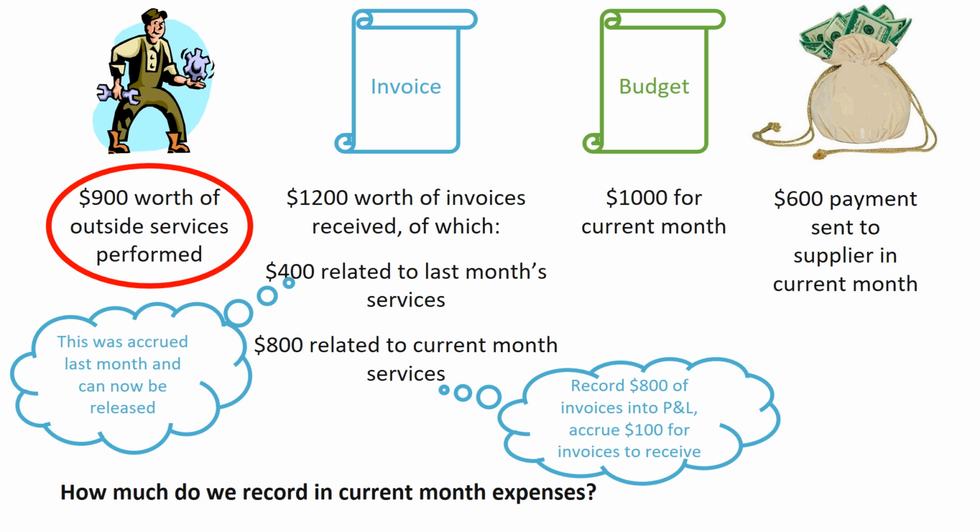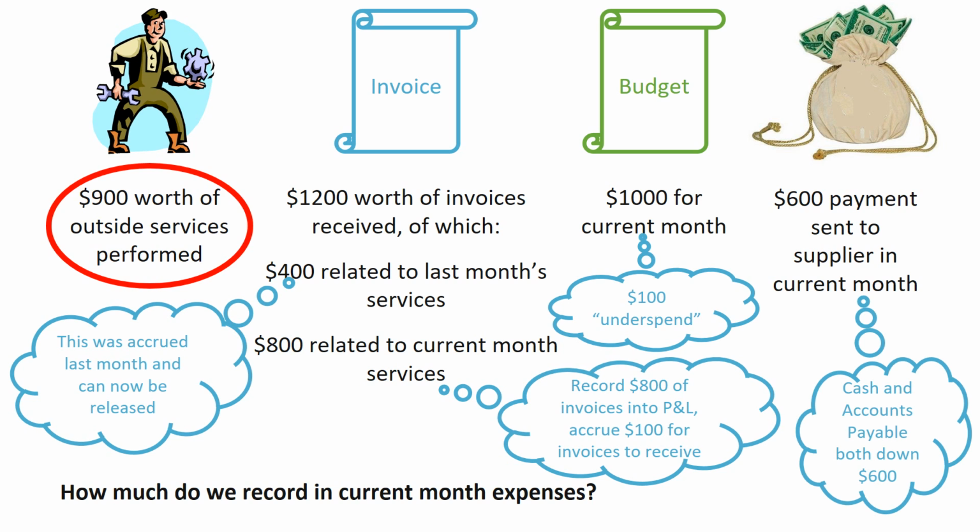Having a budget of $1,000 is a spending restriction, not a dimension of your actual income statement. If your budget was $1,000 and only $900 of outside services was performed, then you underspent $100 versus the budget. A payment to the supplier of, in this case, $600 is a journal entry that only affects balance sheet accounts, not expense accounts. This is the way that example looks in journal entries.